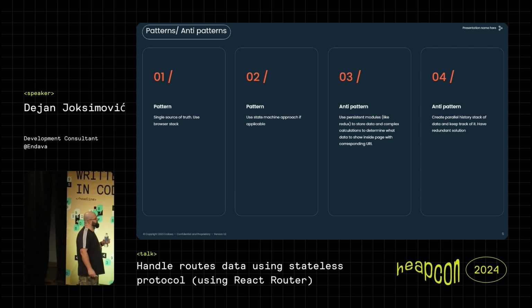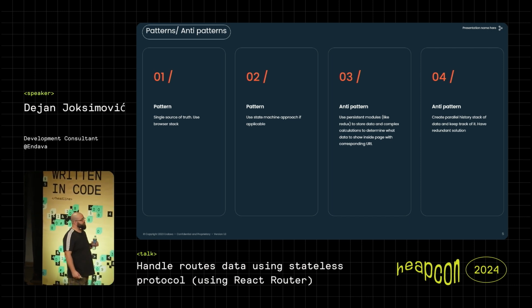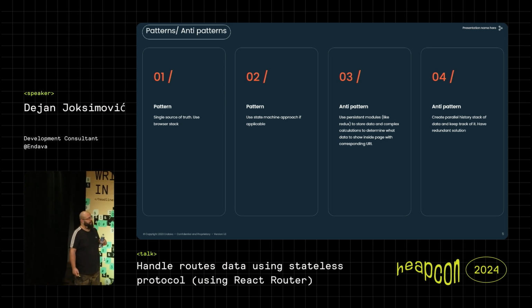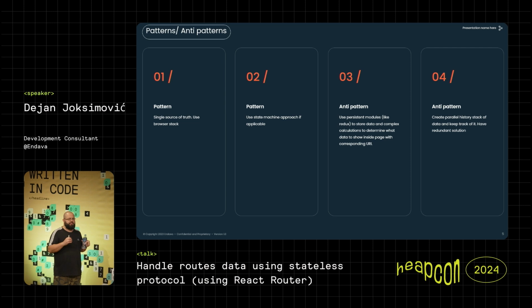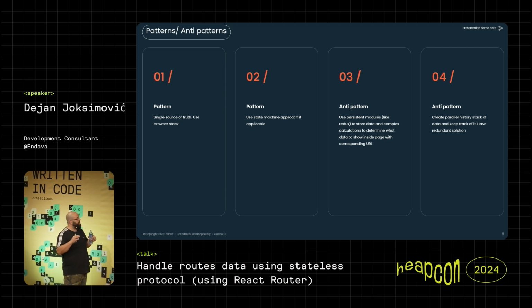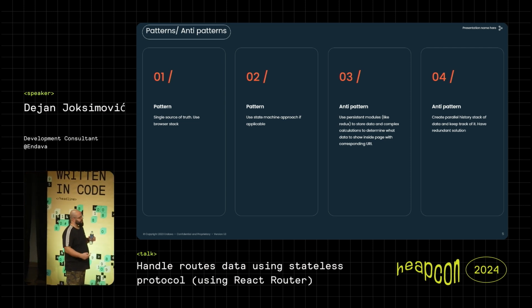Next pattern is we use a state machine approach. We want to have a state machine approach in which we don't want to think about the previous state or the next state. We would just want to think about the current state, the current route in this example.